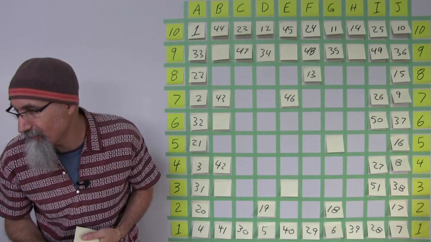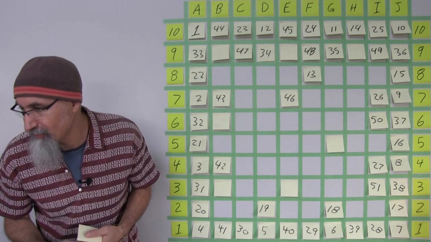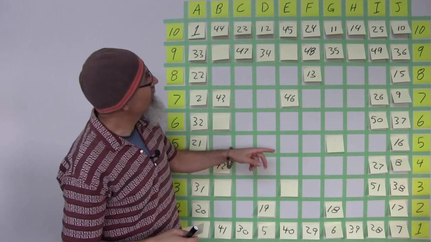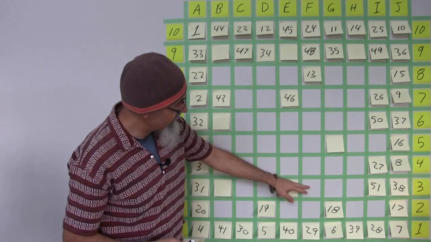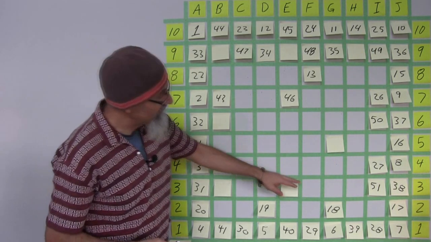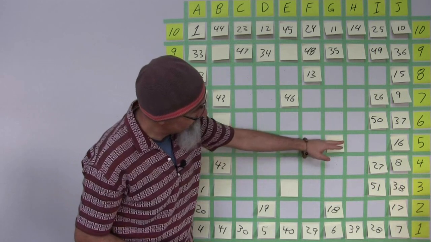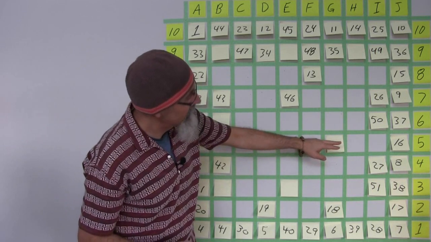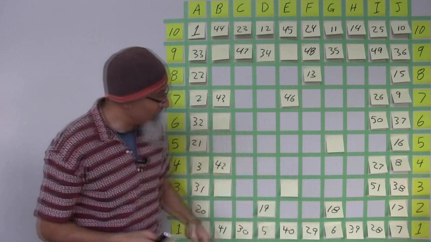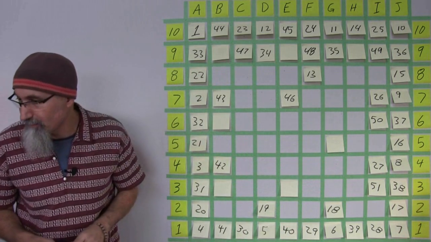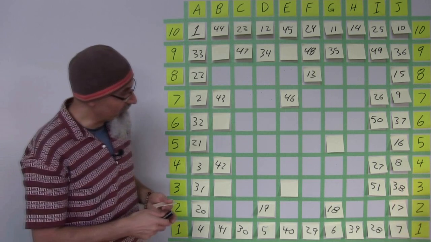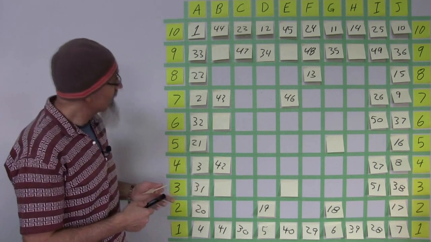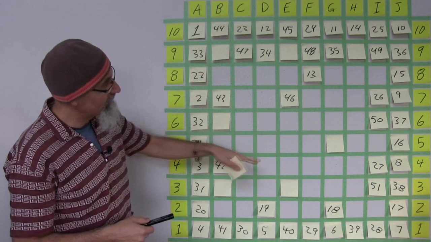So let's see. F3, H5. H2, F3, F3, H5. Oh, that would get to the bottom. Maybe we'd go that way from 51. That would get to the bottom. I like getting to the bottom. The other way, we get to the bottom later.